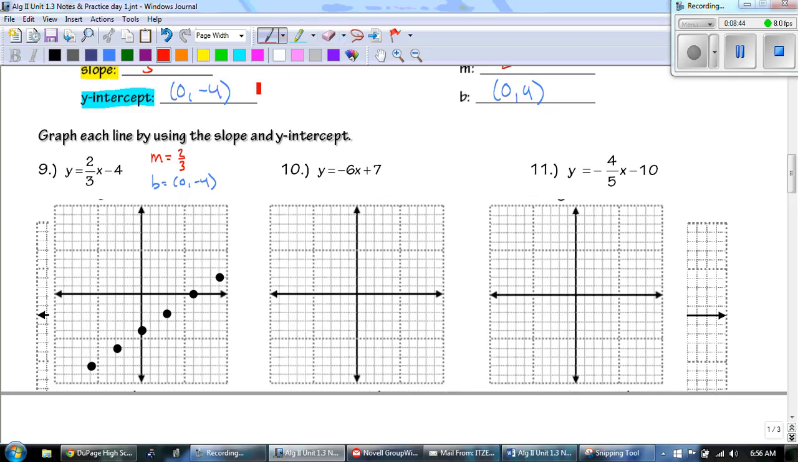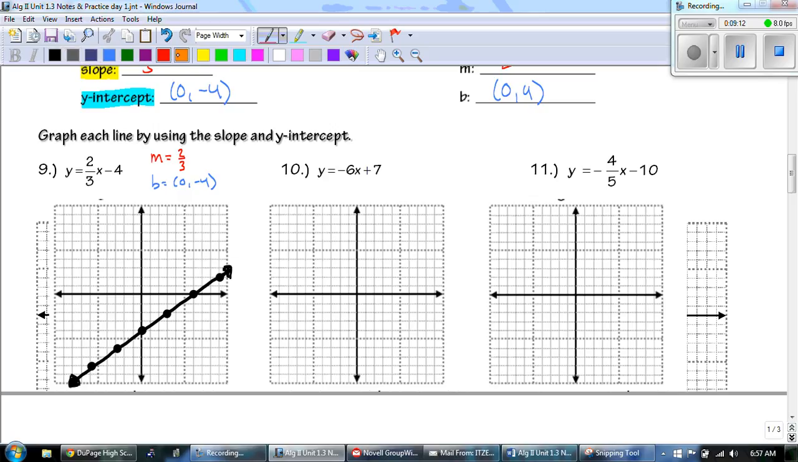Okay? Now, when you're drawing your line, make sure that you're using a straight edge, a ruler, or an ID, so you have a straight line, and then you need to make sure that you have your arrows because this is a line and it goes on forever and ever. Okay? So there's our first one. Let's look at number 10.